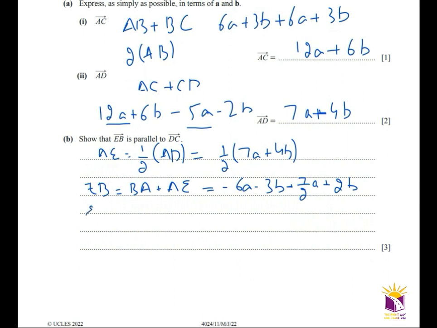And EB will be equal to minus 6a plus 7 by 2a. So minus 6 plus 7 by 2 will be equal to minus 12 plus 7 by 2, which is minus 5 by 2. Minus 5 by 2a, and minus 3b plus 2b will be equal to minus b. So EB is minus 5 by 2a minus b.